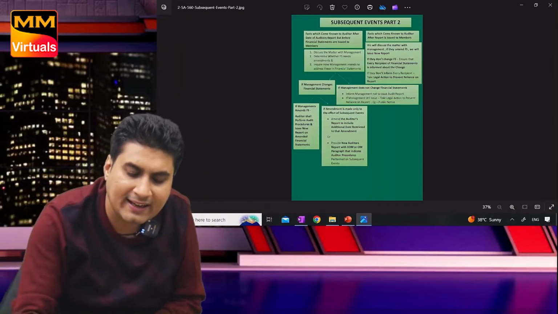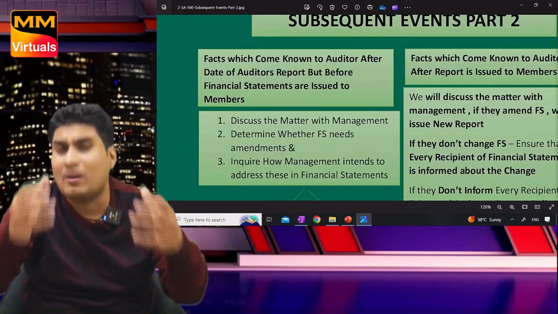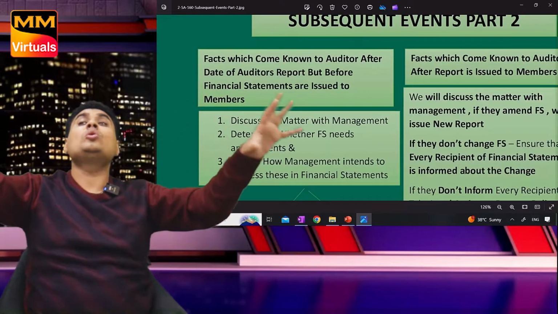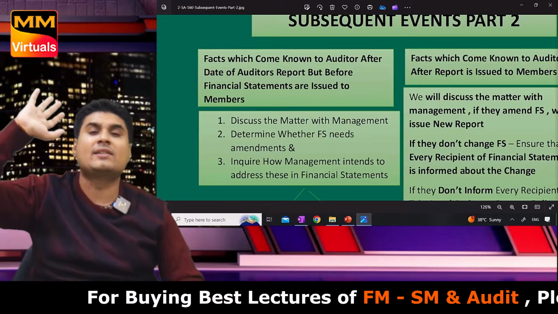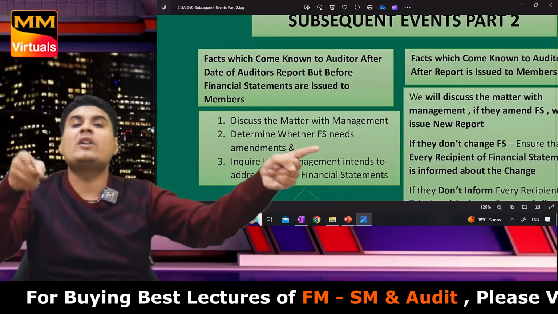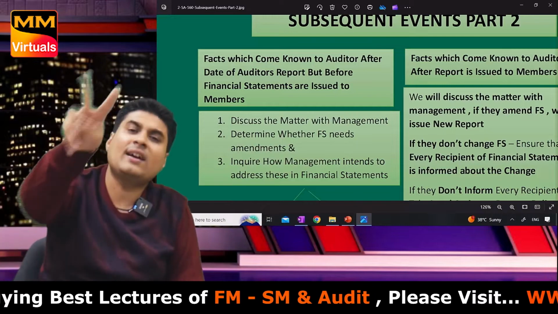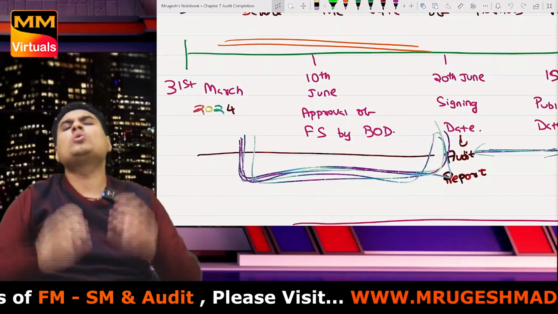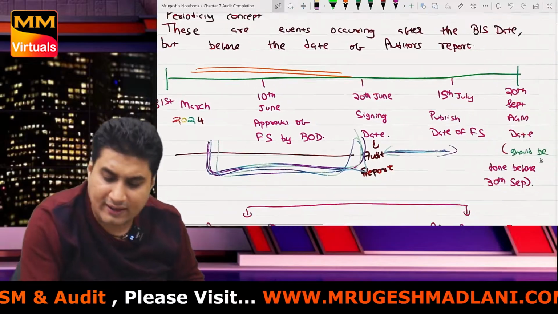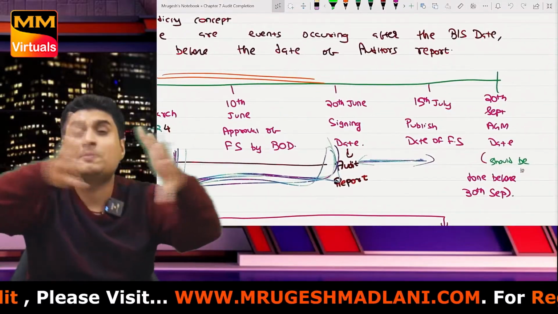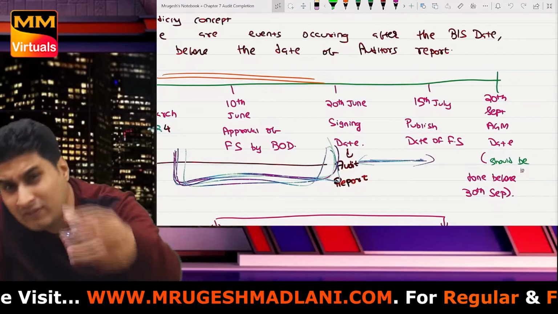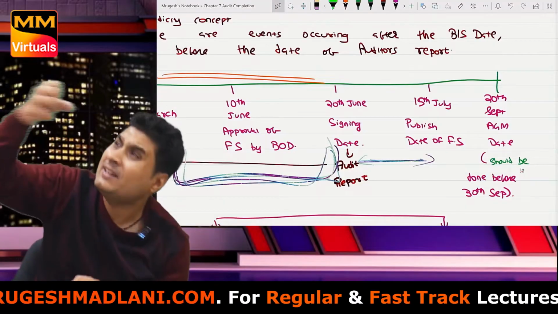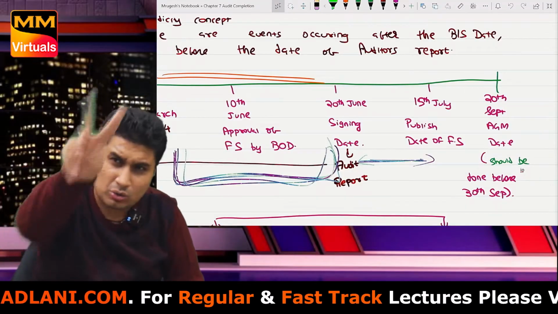Now come to the second part: facts which come known to the auditor after the date of the auditor's report. What if we come to know certain things after the date of the auditor's report? Had we known before, we would have changed the report. Here basically two things are there. Facts which come known to the auditor after the date of the auditor's report but before the report is published, before the report is given to shareholders, or facts which come known to the auditor after it is given to shareholders. Two situations are there.